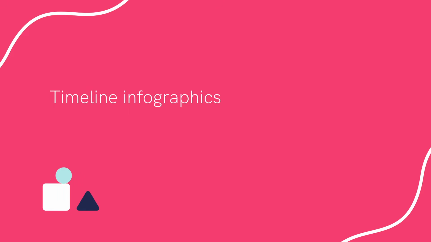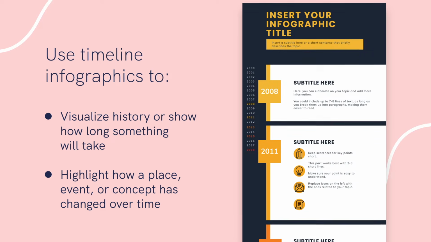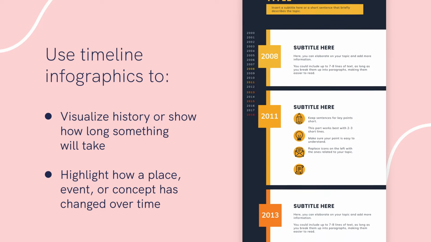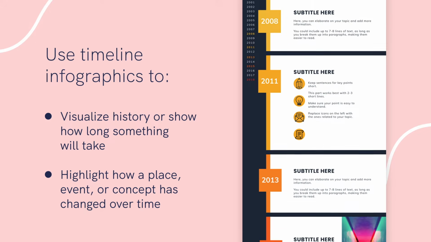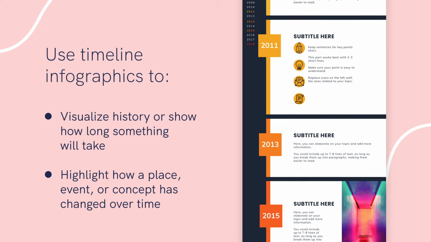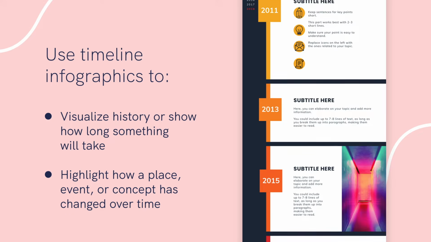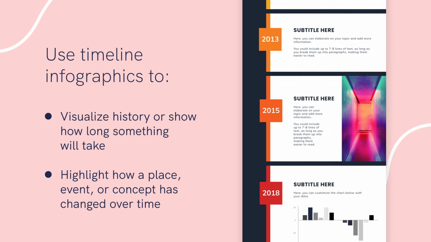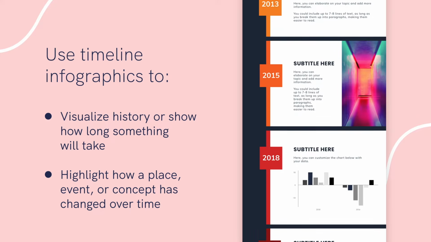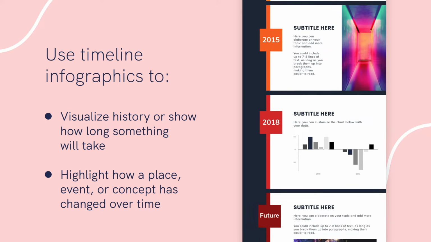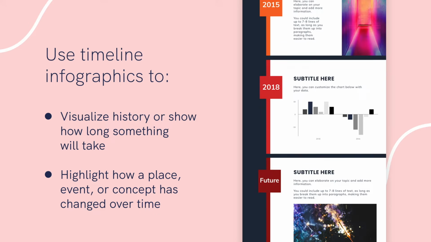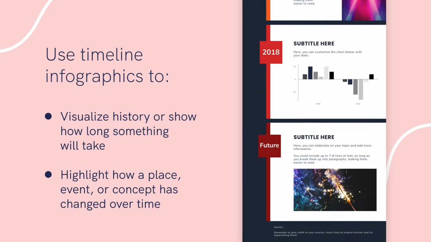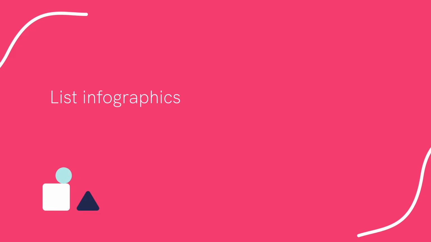Next, we have timeline infographics. Timeline infographics illustrate actions, events, or time-related data in chronological order. You can present information in horizontal, vertical, or winding formats for this type of infographic. Use timeline infographics to visualize history or show how long something will take, or to highlight how a place, event, or concept has changed over time.